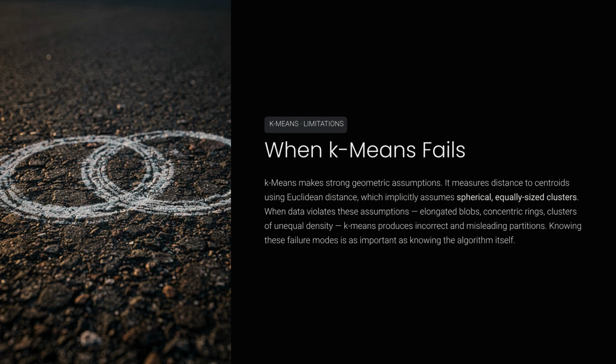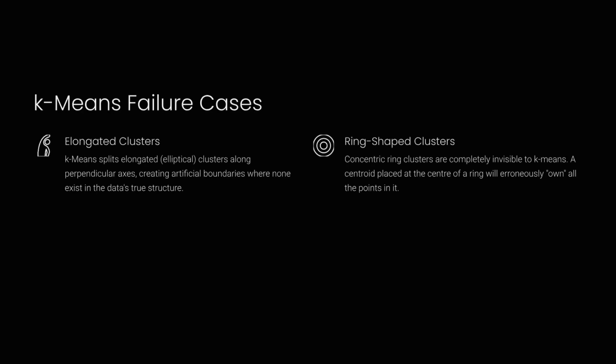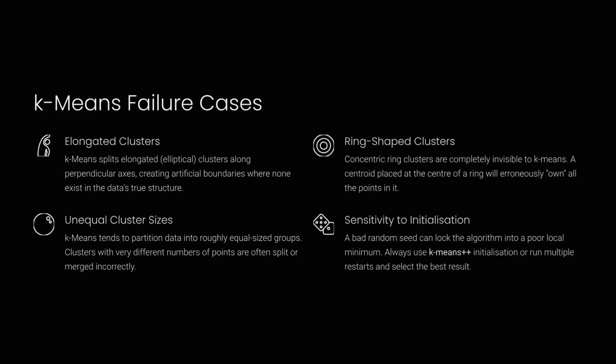It is important to be aware of when K-means fails. K-means fails with elongated or ring-shaped clusters, creating artificial boundaries or erroneously owning points. It also struggles with unequal cluster sizes. Furthermore, it's sensitive to initialization. Always use K-means++ or run multiple restarts to ensure the best result.